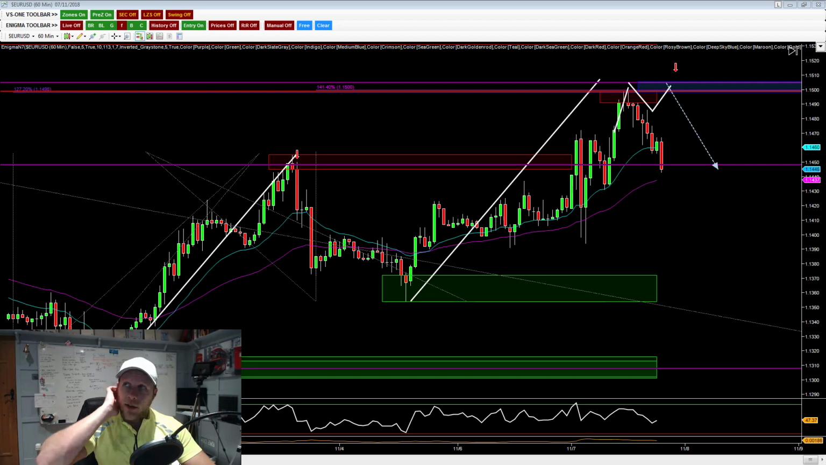All right, welcome back. Hope you had a good day in the markets. Just been for a run. That's why I'm wearing this fluorescent top.